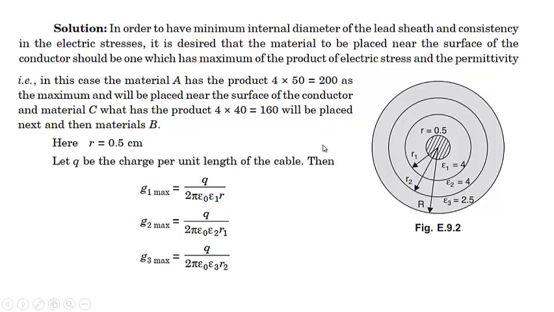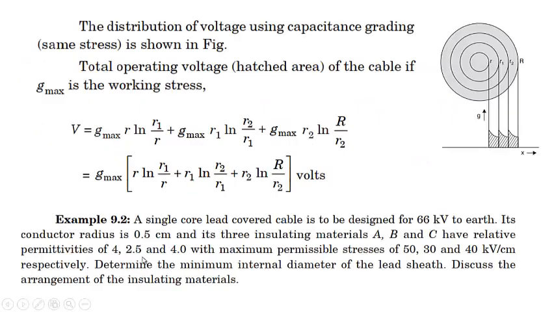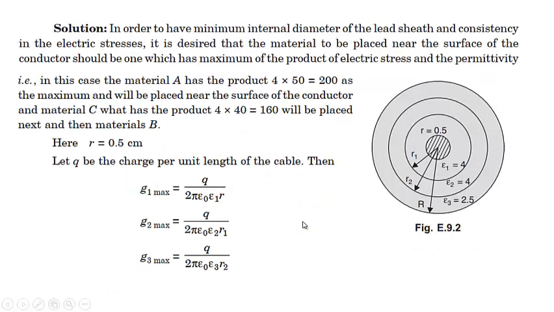This is the maximum because the second one is 2.5 into 30, which is 75. The third one is 4 into 40, which will be 160. So material C, with the product of 160, will be placed next, and then material B. This will be material A, then material C, then material B, having permittivities of 4, 4, and 2.5.